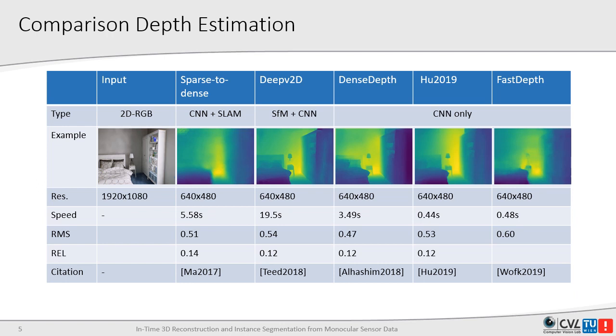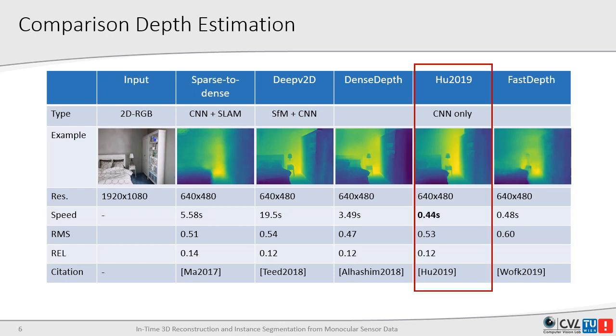Our microservices are based on state-of-the-art models. In this case, for depth estimation, we compared five different state-of-the-art models, and we decided to go for the model based on Hu et al. from the year 2019. And this is mainly because they still provide reasonably high results while being quite fast with the processing, which, as you will see in a later example, is beneficial for the user experience.